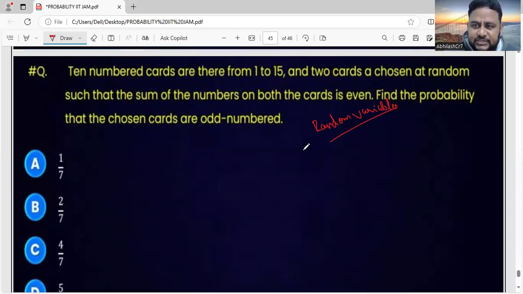I told you one question is based on sets and probability. That question we will do after we do sets, relations, and function. When you have knowledge about sets, relations, and function, solving that question becomes easy. That's why we have left it. This question also we will do after we do random variables.